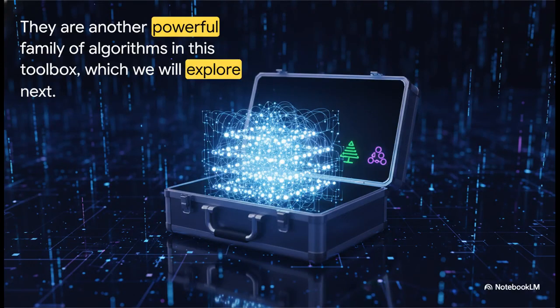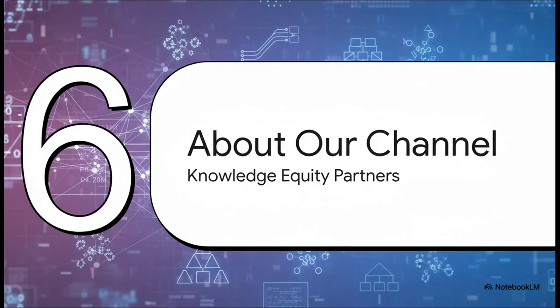And of course, you're probably wondering, hey, where do the famous neural networks and deep learning fit into all this? Well, they're simply another incredibly powerful family of algorithms in this very same toolbox. They just happen to be especially good at finding super complex patterns in things like images and text. And that's a story we are very excited to explore. So that wraps up our quick tour of the classic machine learning toolbox.